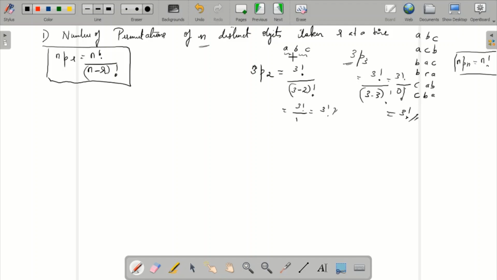If you want to try this for A, B, C, taking 2 at a time, it is AB, BA. Then you have BC, CB. Then you have AC, CA. So this is the possible. For that, again, one more formula is nPn minus 1, which is also n factorial. So this is the second formula.